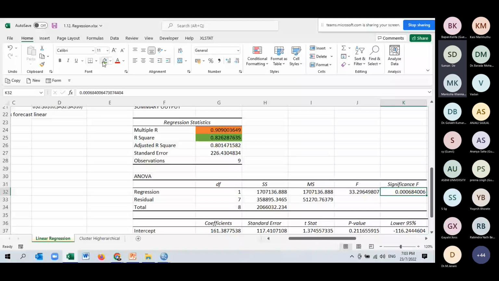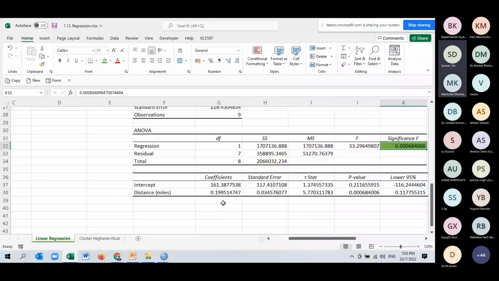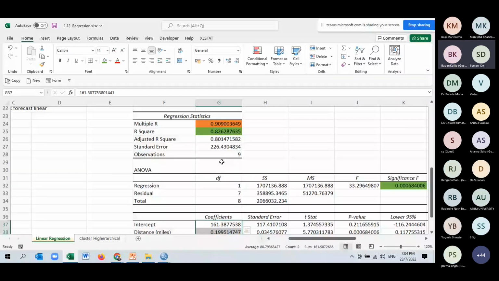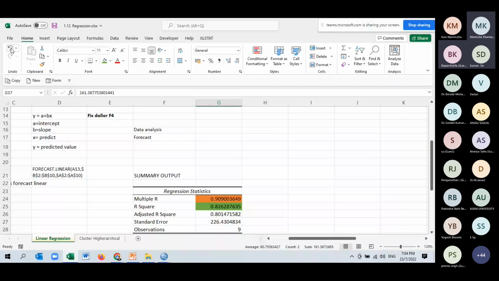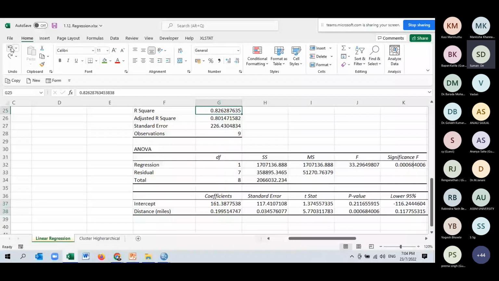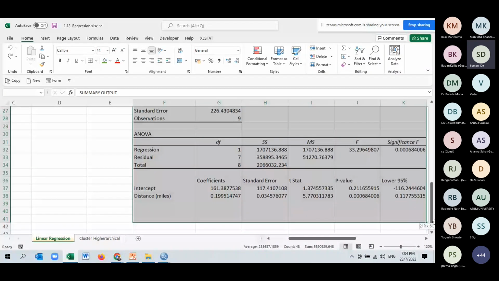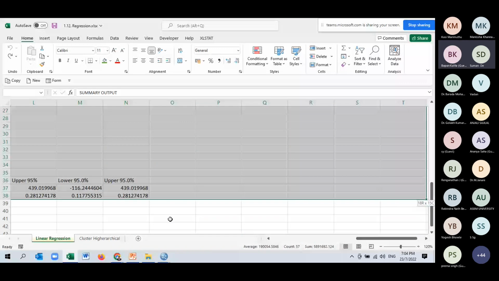Sir, what do we have to put in an output range? Anywhere you can choose, ma'am. Anywhere in the Excel sheet. One minute, I'll repeat. If you can't follow, you can stop me immediately. That will be easy. Okay, fine.